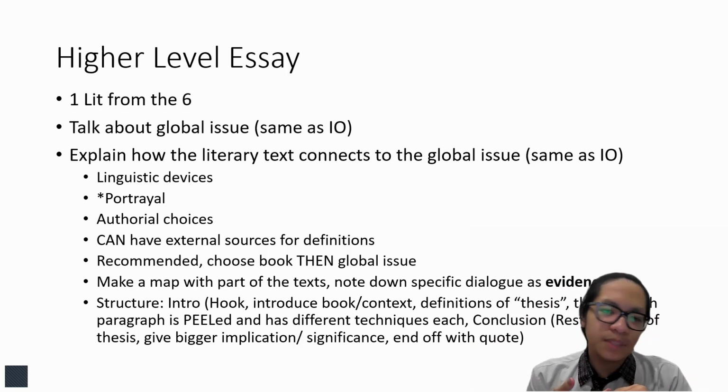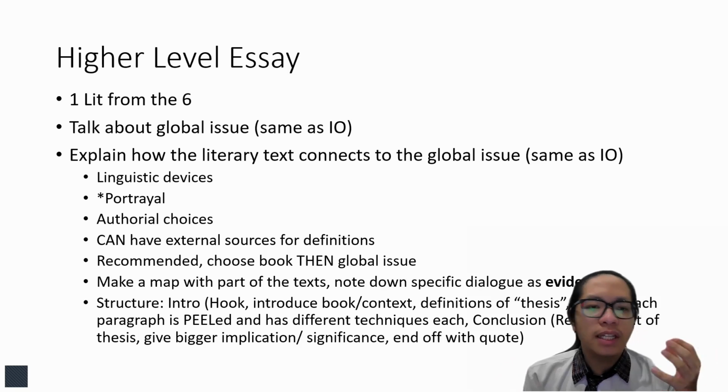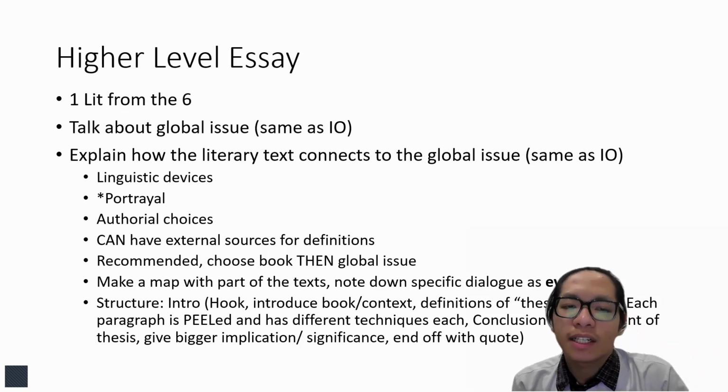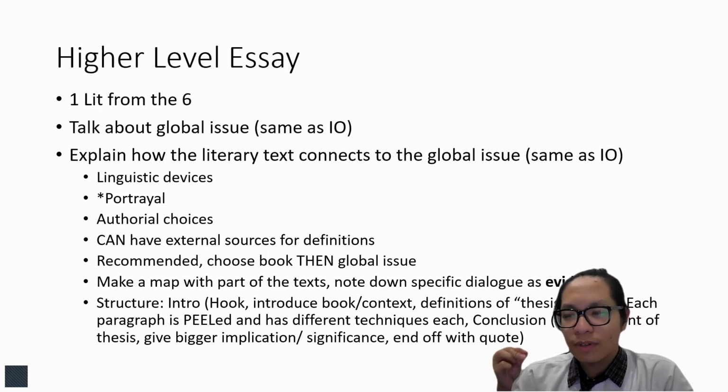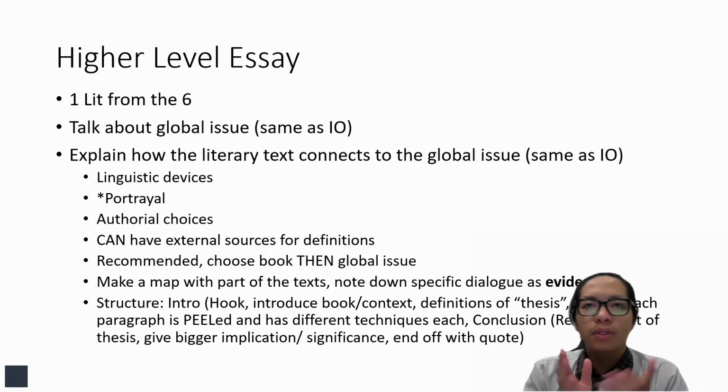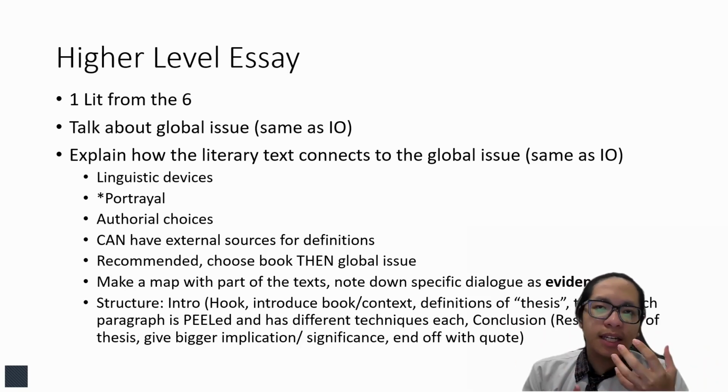Some of my friends have done definitions. What is the definition of morality? What is the definition of love, and so on? That's what they've done, and they've taken external resources. My friend specifically says it's best to choose a book first and then a global issue based on the book. So you don't have to struggle looking for a global issue that seems really interesting and then scrambling through all of the books, finding the most suitable one.